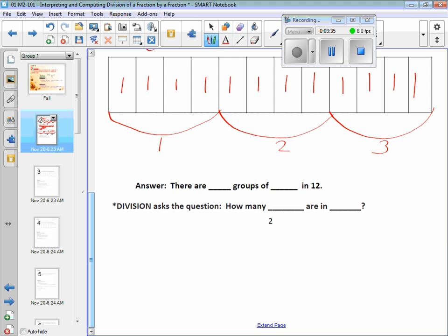Chris. Good. The other way to look at it is division asks the question, how many of what are in what? Nick Mathis. How many groups of 4 are there in 12? Correct. All right. Good so far with whole numbers. So now we're going to switch and apply our knowledge to fractions.